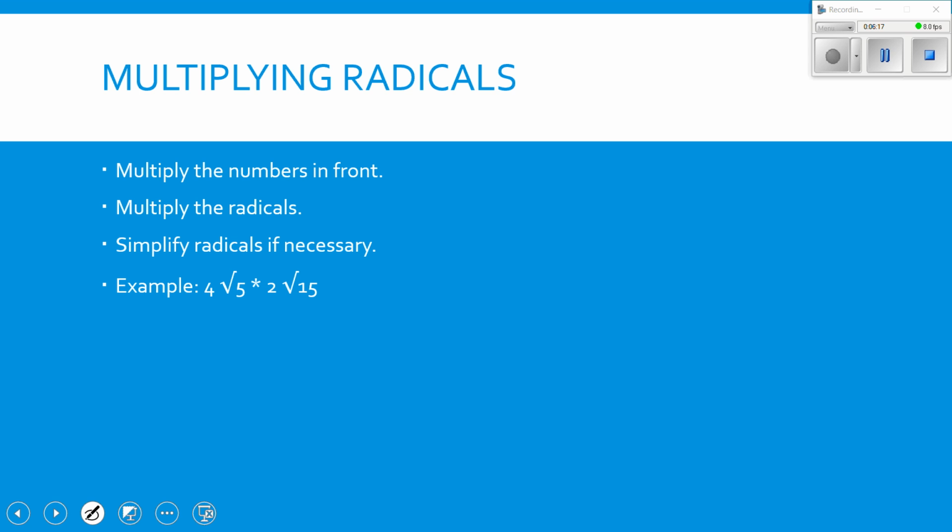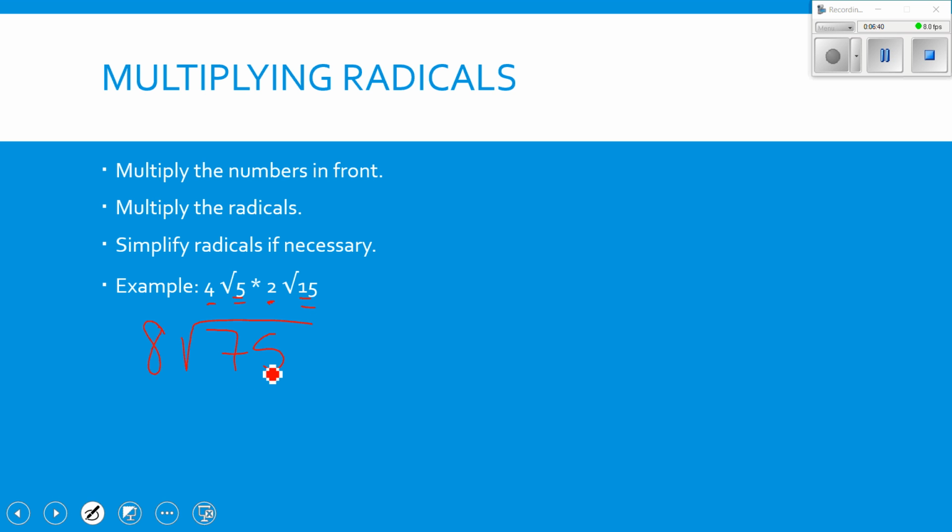Now to multiply radicals, you multiply your numbers in front, multiply the numbers inside, and simplify if necessary. So first step on this example, 4 root 5 times 2 root 15, I'm going to do 4 times 2. This is going to give me my outside number. That's 8. Then I draw my radical, and I multiply the insides. 5 times 15, that gives me 75.